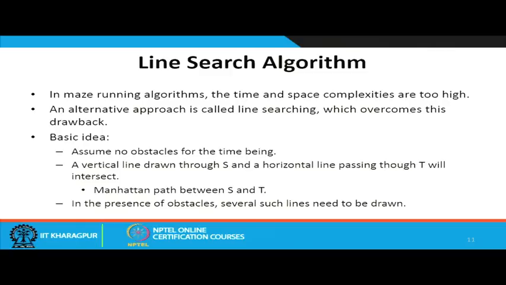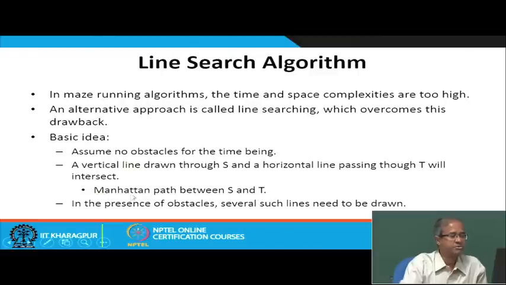Okay. Let us come back to this now. So, in this line search algorithm, the basic idea is just the example that I have shown. So, here I state the same thing. Assuming no obstacles, a vertical line through S and a horizontal line through T will intersect, and vice versa. Similarly, a horizontal line through S and a vertical line through T can also intersect. And once we get an intersection, you get the Manhattan path between S and T, that will be the shortest path. But when there are obstacles, the complexity increases and you may have to draw several such sets of lines.